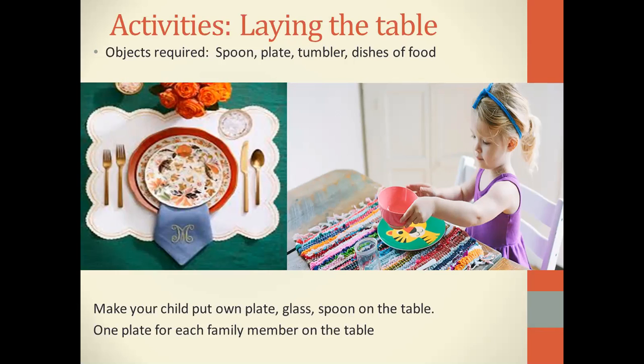So we all have spoons and plates. We have also a tumbler. And then we have dishes of food. So now you can make your child put the child's own plate, glass, spoon on the table and name each item. So then you can also expand that a little more into laying one plate for each family member, one tumbler for each family member, spoon, whatever.